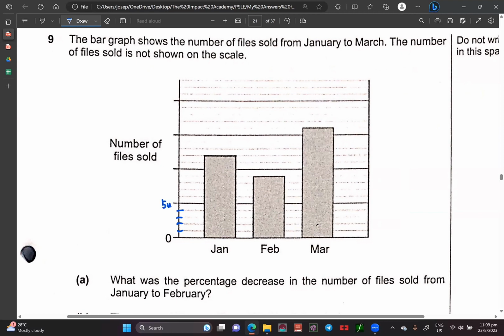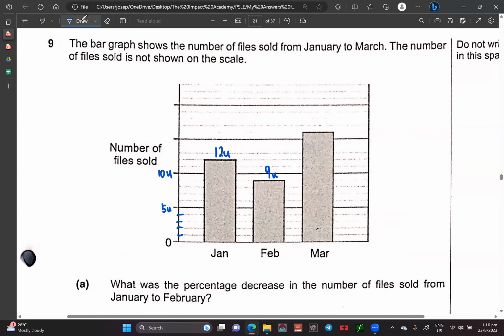So we go in units first. So we are basically counting in multiples of 5, and we can see that this is simply just 12 units, 11, 12. And then the other one for February will be 9 units. And then for March itself, it is basically 15 units over here. So it's above 15 units. So this is 16 units, because this is basically just 1 unit up. I understand that it's not very clear, but during the exam itself, I'm pretty sure it will not be of this quality.